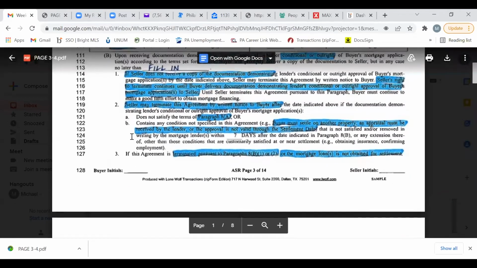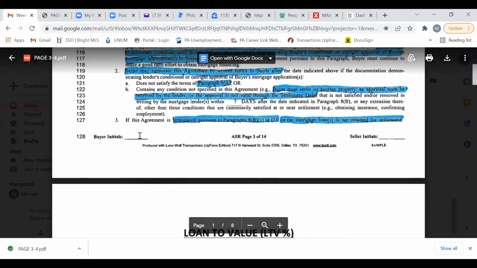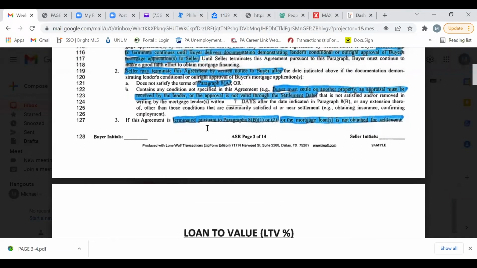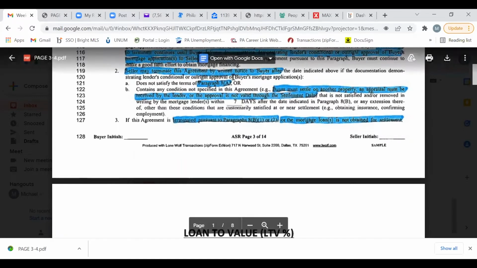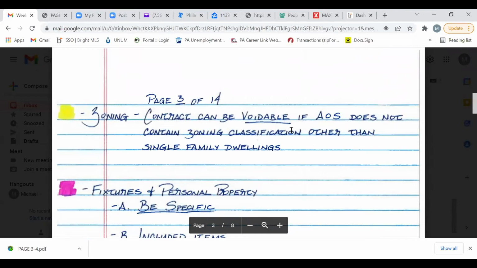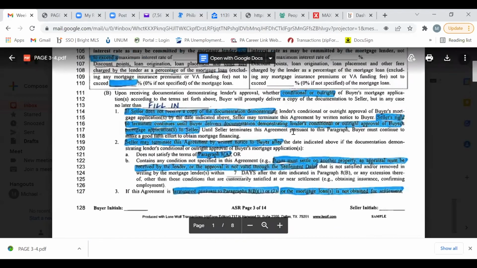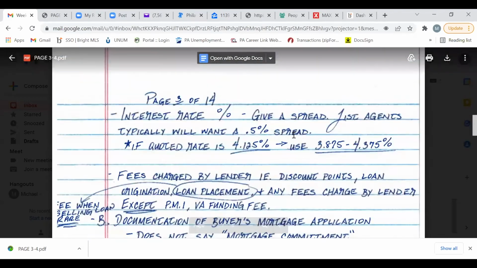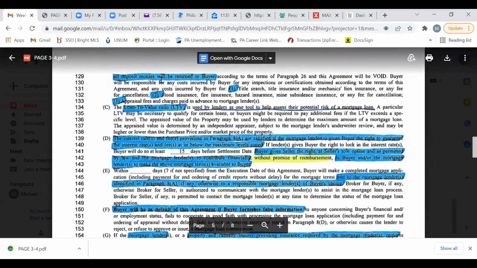Number 3 to paragraph B. If this agreement is terminated pursuant to paragraphs 8B 1 or 2, any of the above here, or the mortgage loan is not obtained for settlement, all deposit monies will be returned to buyer according to paragraph 26, and this agreement will be voided.